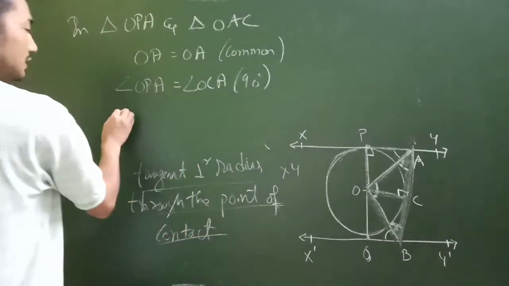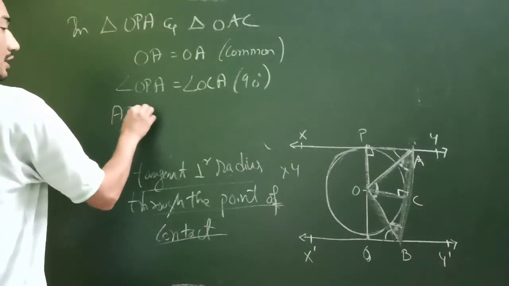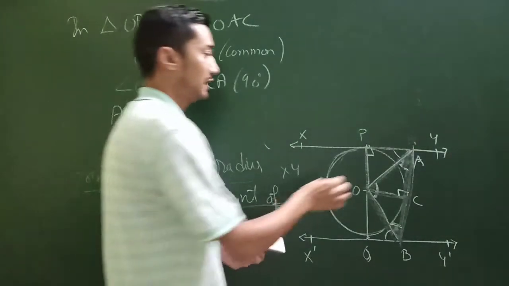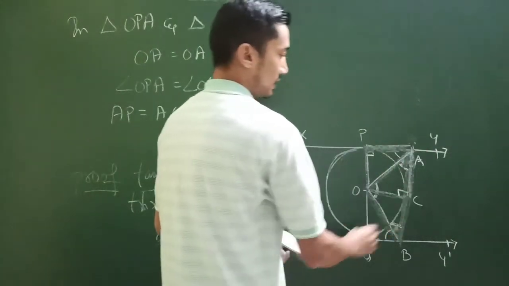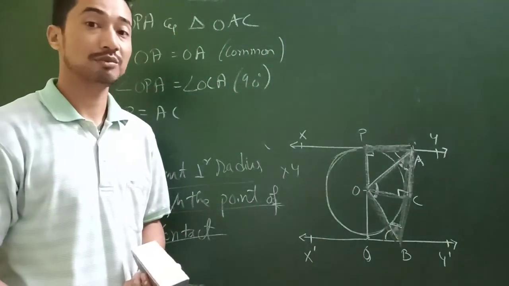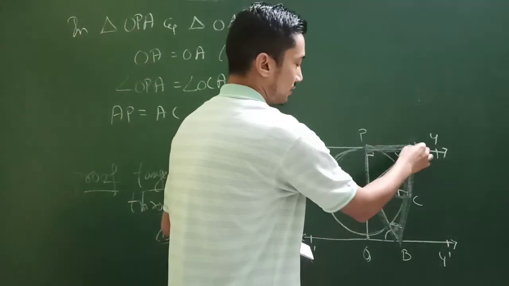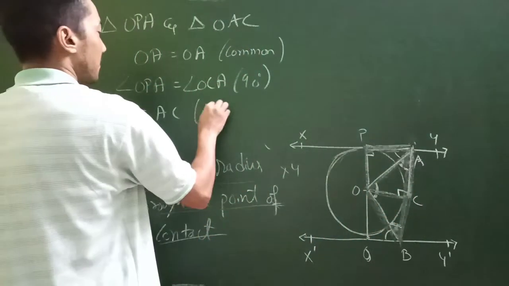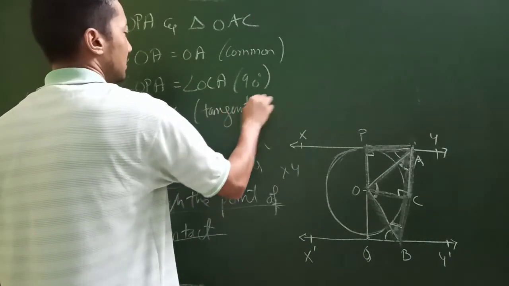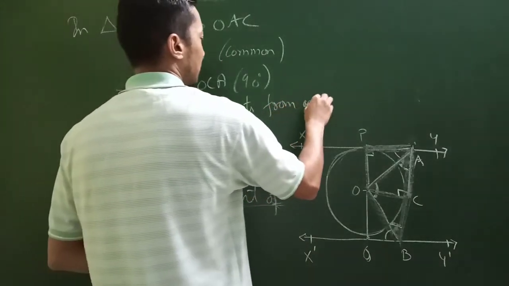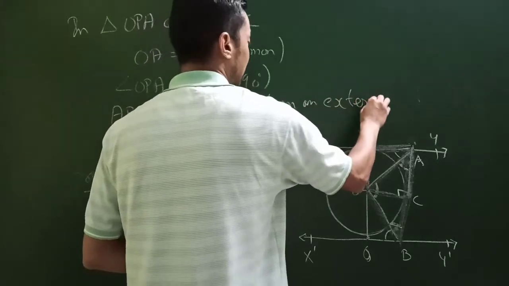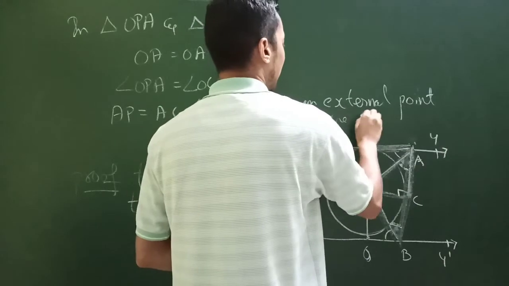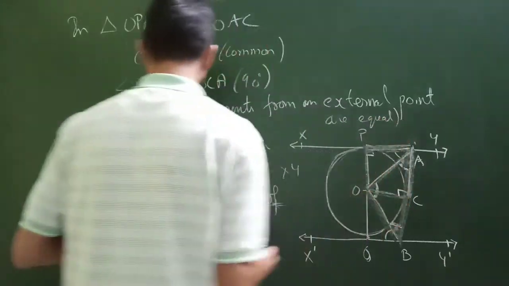Another thing, AP is equal to AC. Can you guess what this property was? AP equal to AC. What was it? Tangents drawn from an external point are equal. Correct. That is, tangents from an external point are equal. So that's it.